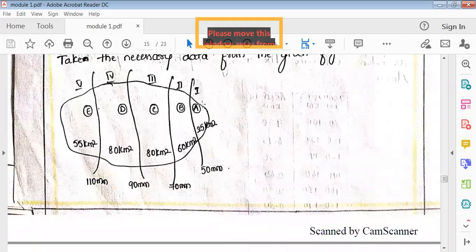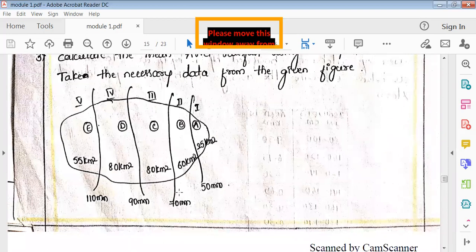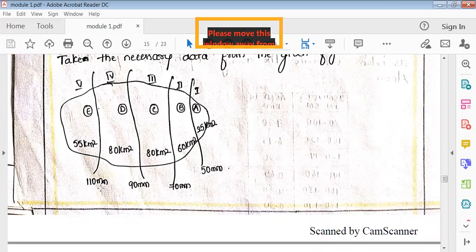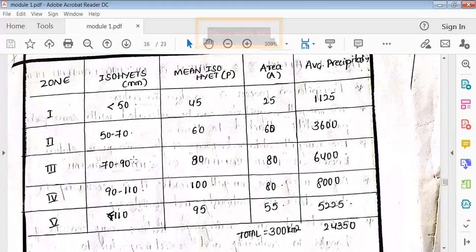See here, this area is lesser than 50. So write the isohyet as less than 50. Next, 50 to 70 is one, 70 to 90 is one, 90 to 110 is another, and after 110 it is greater than 110. You can write here greater than 110.